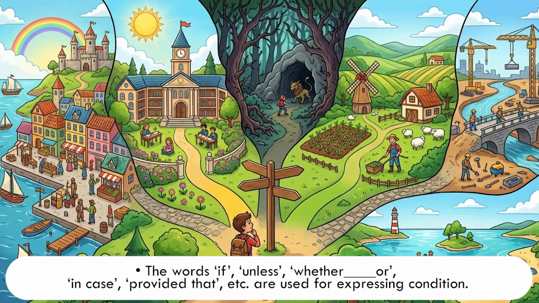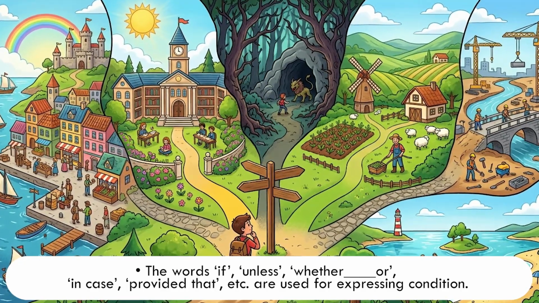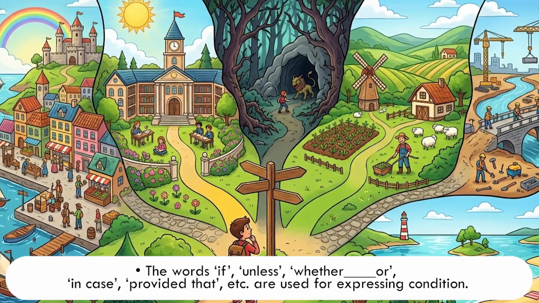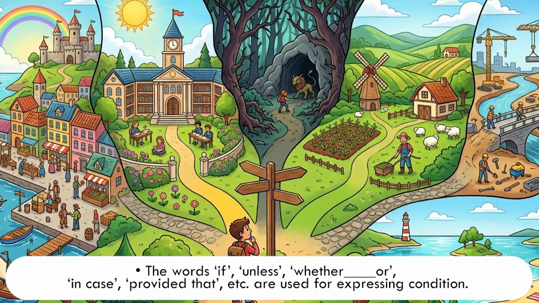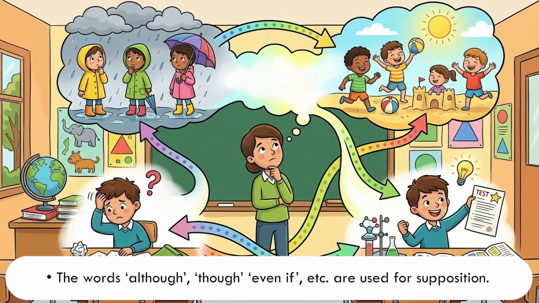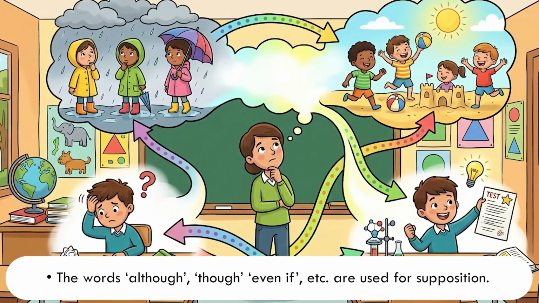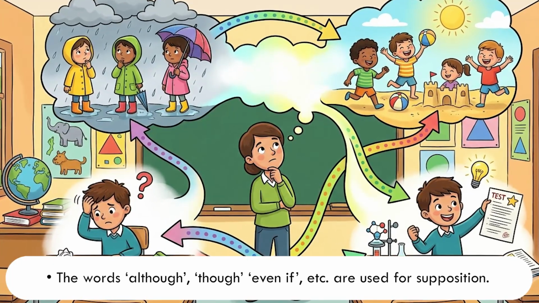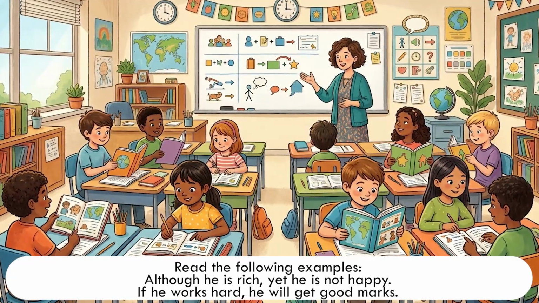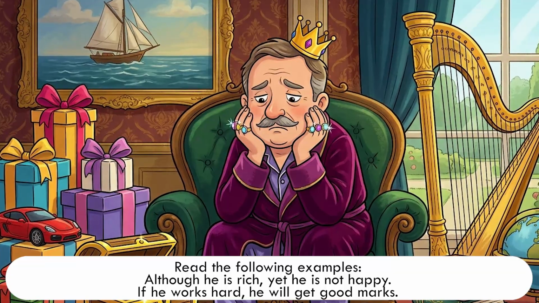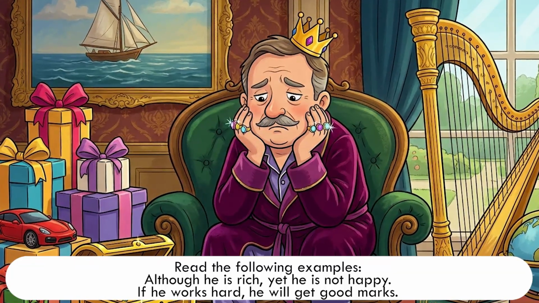The words if, unless, whether or, in case, provided that, etc. are used for expressing condition. The words although, though, even if, etc. are used for supposition. Read the following examples. Although he is rich, yet he is not happy.